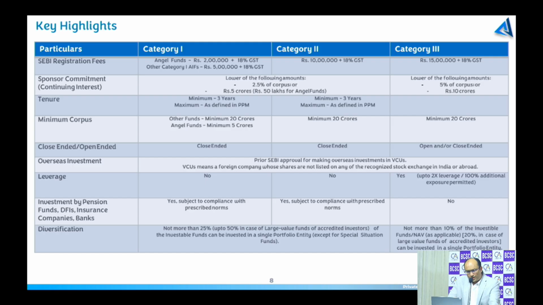Last point, diversification. Whatever the fund corpus is, not more than 25% of the corpus can be invested into one particular company. Again, this is to make sure that your portfolio is fairly diversified and your risk mitigation techniques are in place. You are not taking too much concentration or too much of a bet on a particular company, because if that investment were to not succeed, it has the potential to bring the entire fund down.